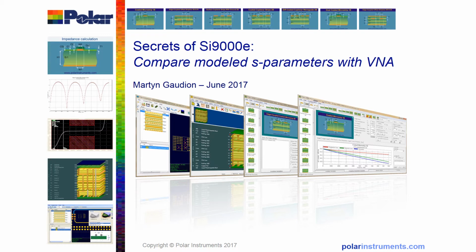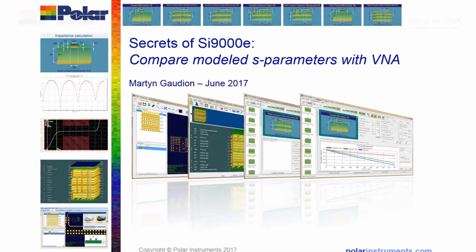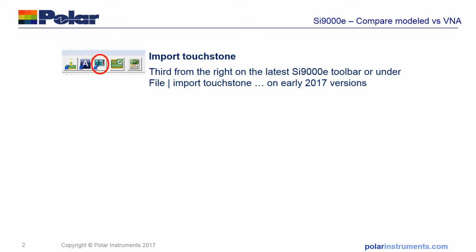This is one of a series of presentations which shows you some of the lesser known features of the Polar Si9000, and this presentation shows you how to compare modelled S parameters with results measured on a vector network analyzer. The presentation will show you how to use the import Touchstone facility, which you select by selecting the third icon on the right of the Si9000 toolbar.